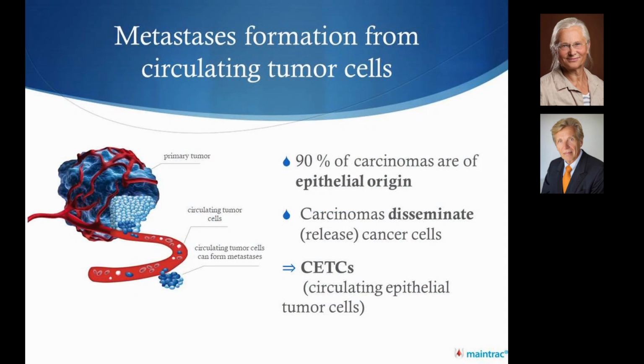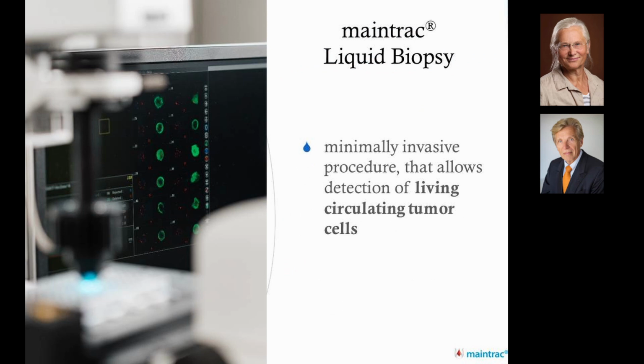As we all know, metastases form from circulating tumor cells. 90% of carcinomas are of epithelial origin, and carcinomas disseminate or release cancer cells, and we call them circulating epithelial tumor cells. We present here the Maintrac approach, which is a minimally invasive procedure that allows detection of living circulating tumor cells, and it can be subsumed under Maintrac biopsy.